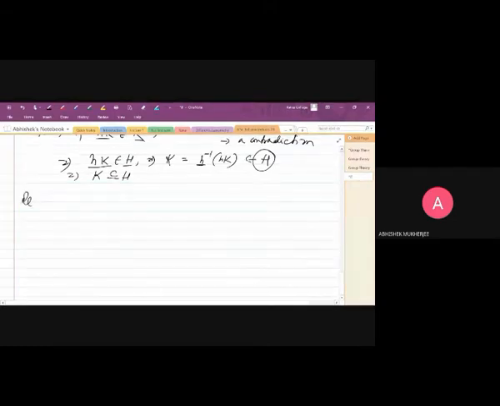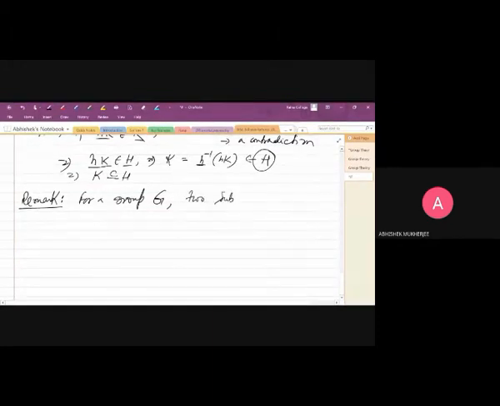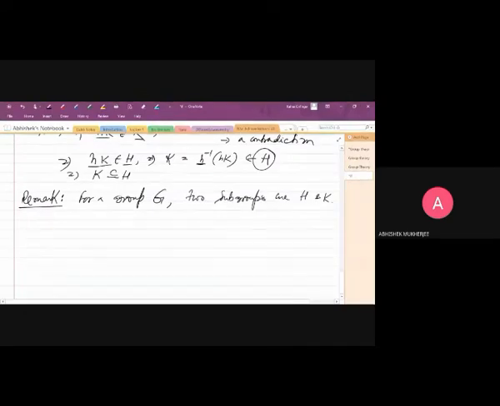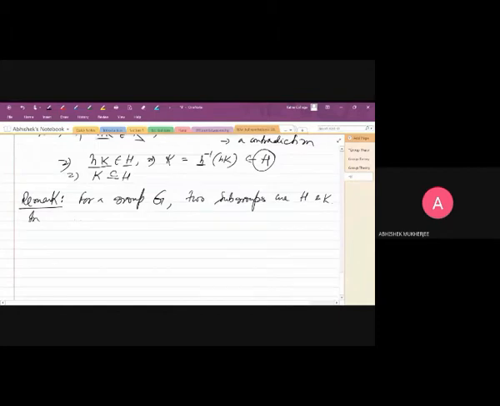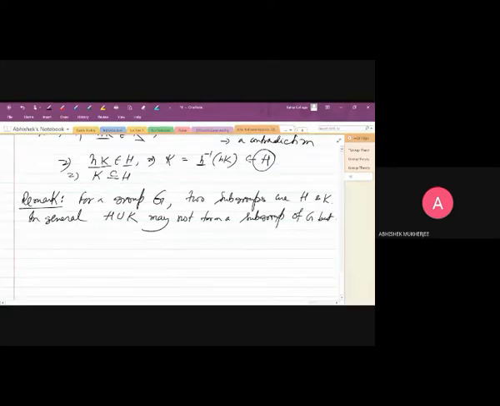So one remark can be made here. You have seen that for a group G, two subgroups are H and K, suppose. In general, H union K may not form a subgroup of G. But if you consider the intersection, then H intersection K is always a subgroup of G, right?